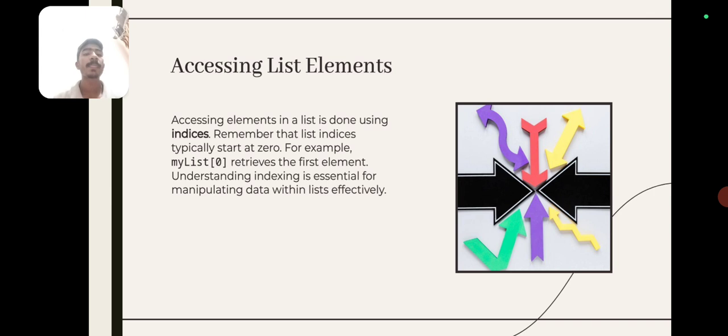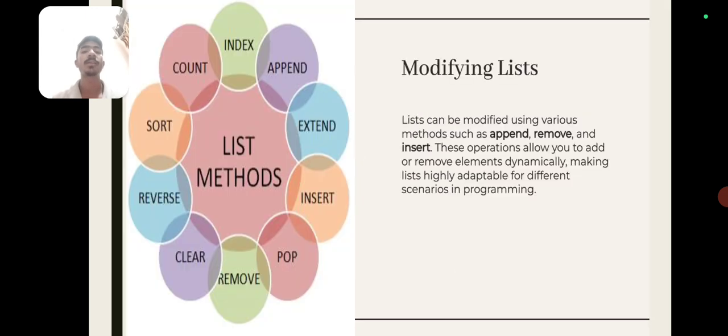In the same way, we can give negative numbers also. For example, mylist[-1] means it takes the numbers from the last. My list is equal to 1 2 3. Then mylist[-1] gives the last element, 3. Understanding indexing is essential for manipulating data within the list effectively.